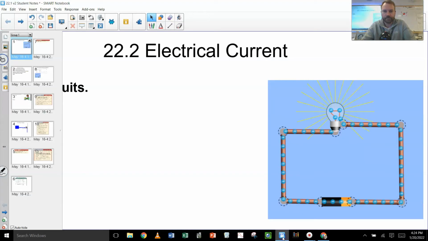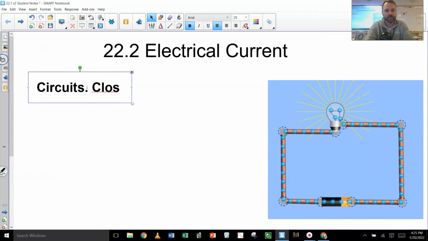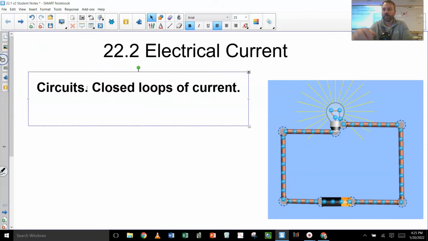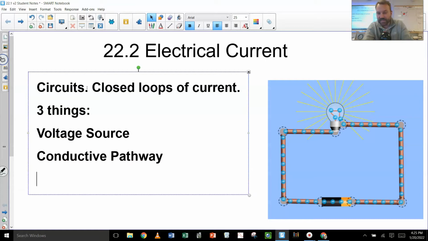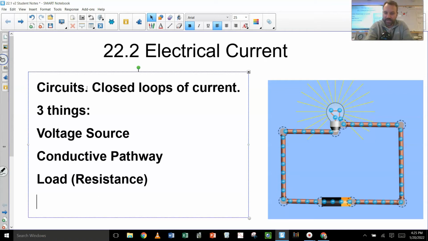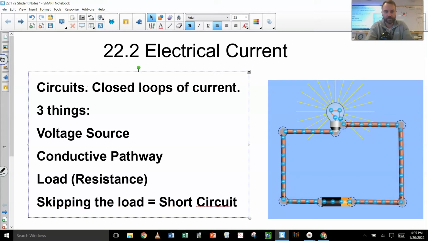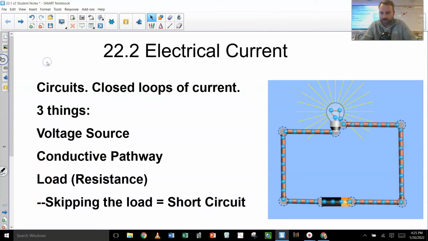Put a few things down. Circuits. What are they? Closed loops of current. They need three things. They need a voltage source. They need a conductive pathway. And they need a load, meaning some sort of resistance. A motor can be that resistance. The wire itself, like a heating element inside of a stove or a toaster, could provide its own resistance. A light bulb, an LED, something needs to provide a resistance. If you skip the load, that's called a short circuit. You are short one of the three things, meaning that you are missing one of the three things. Skipping the load equals a short circuit.